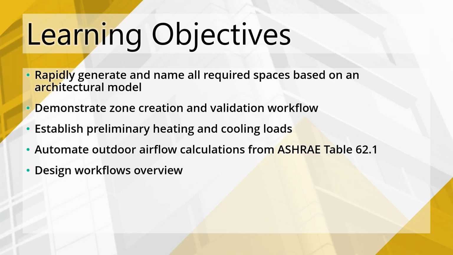We'll talk about automating some of the outdoor airflow calculations from the ASHRAE Table 62.1 type calculations. There are technically 2 ways of doing it, and we're going to talk about one that's live using native Revit, but there's also the potential of leveraging some schedules that we've provided if you want a different workflow. I'm going to point you to the documentation for that. And then finally, we're going to go over a workflow overview, talking about the design aspect after this setup has been done.